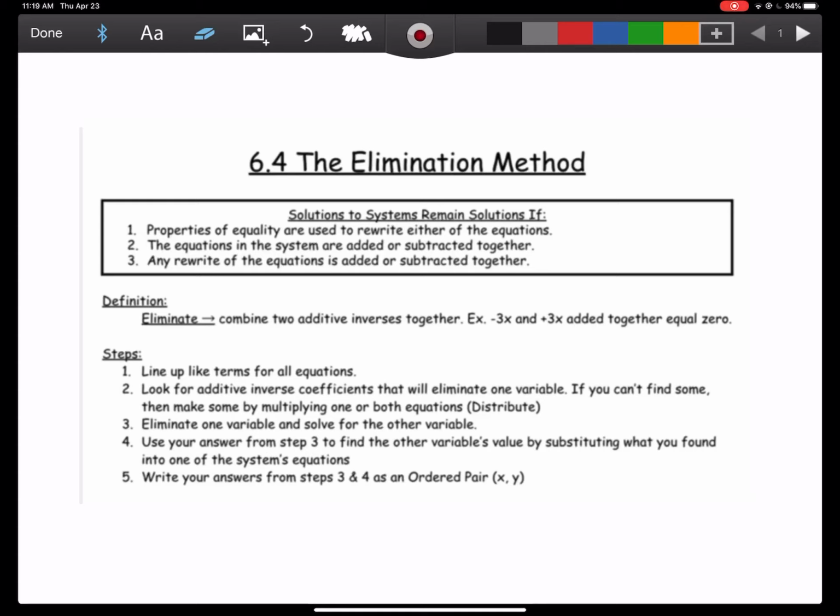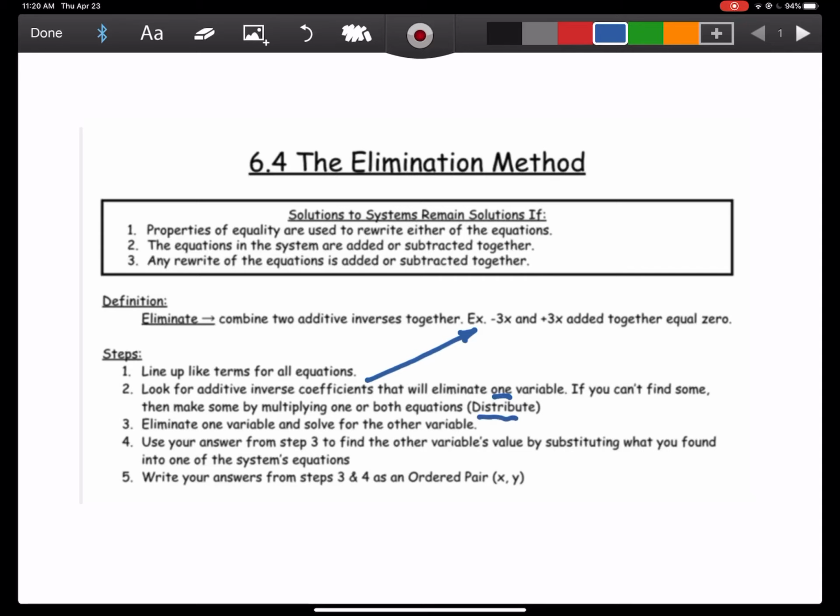And constant numbers, without variables, are lined up with other constant numbers. Number 2, look for additive inverse coefficients. So coefficient refers to the negative 3 and the positive 3 up here in this example. But notice they're both also x's. So if you can't find some, then we'll make some by multiplying one or both of the equations, and that will involve distributing.